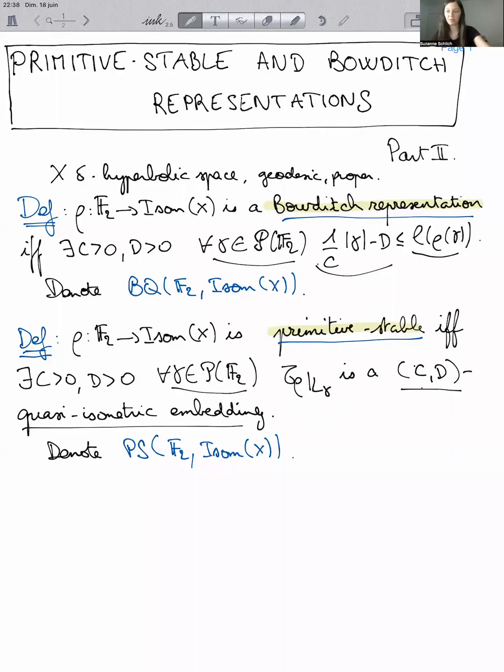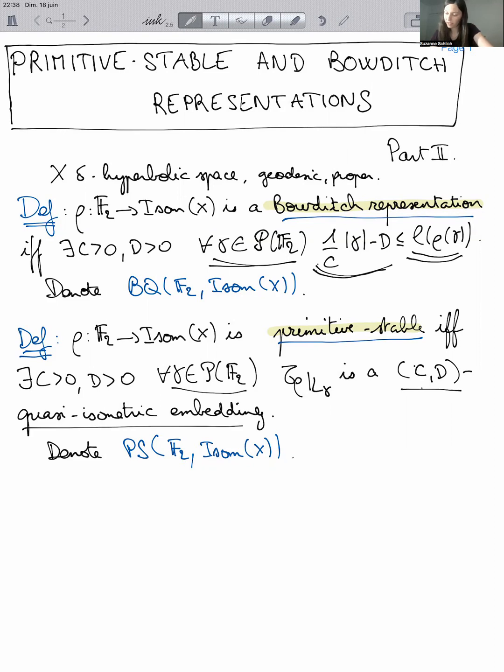So welcome back everyone to this talk on primitive stable and Bowditch representations. Here I wrote a few reminders of the first part of the talk. On the one hand, we have Bowditch representations, for which the translation length grows linearly with the word length, but this growth is only on primitive elements in the group. So this is the main difference, for example, with convex compact representations.